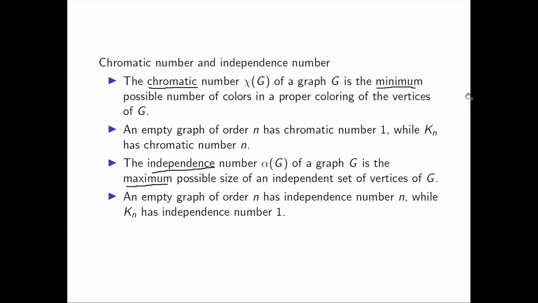So that's n. The complete graph has independence number 1, because if we try to take more than one vertex, then the vertices that we have in the set would have edges between them. So it wouldn't be an independent set. So we can only have one vertex in the set.